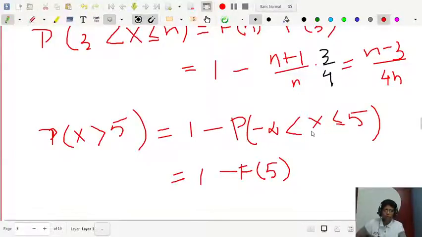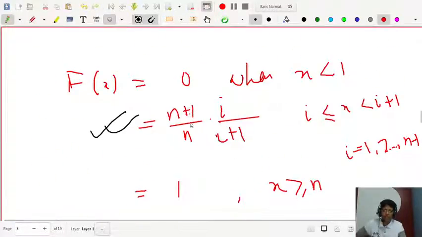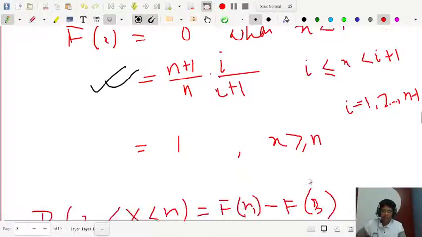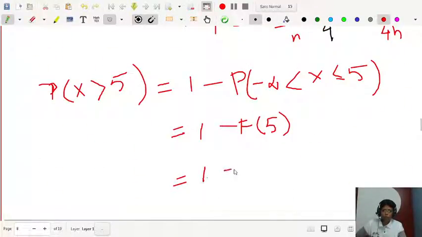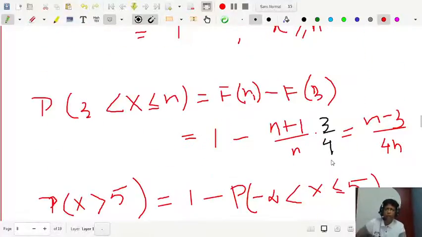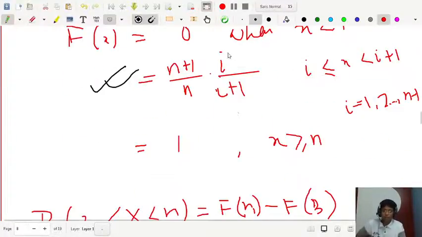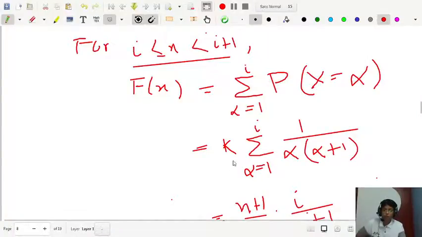The probability of minus infinity less than X less than or equal to small x is F(x), and F(5) is given by this one. You are using (n+1)/n times 5/6, so that is equal to 1 minus ((n+1)/n) times 5/6. You can calculate that the value will be (n minus 5)/6n. Okay, clear? So this is how you will solve the problems on discrete distribution, especially when the spectrums are given, you have to find out the distribution function. I gave you the way to find out the distribution function.